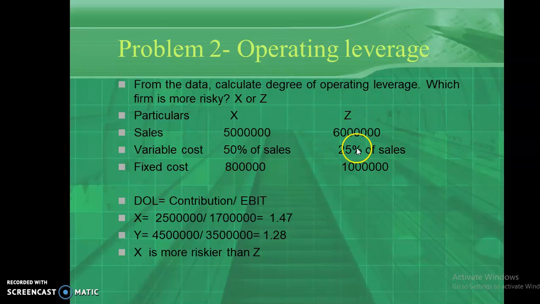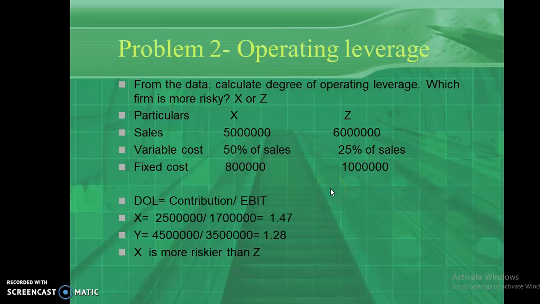Sales minus variable costs, 60 lakh into 25 by 100. So that 15 lakh deducting from 60 lakh, you will get 45 lakh. So 45 lakh is the contribution. Contribution divided by, then you deduct this 10 lakh from 45, you will get 35 lakh EBIT. So 35 lakh, so contribution divided by EBIT, you get degree of operating leverage as 1.28. So you can compare this.